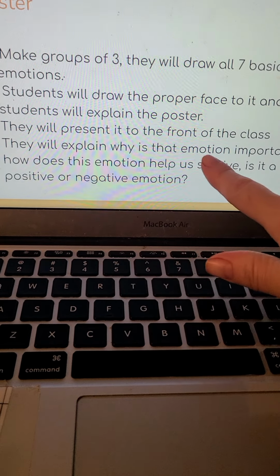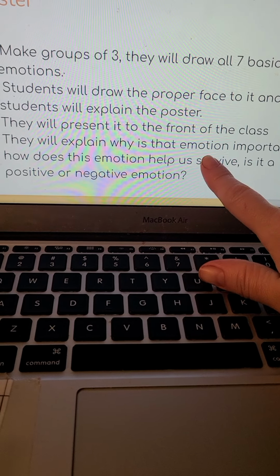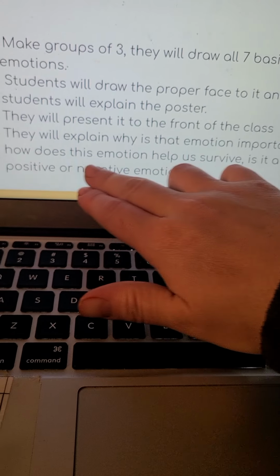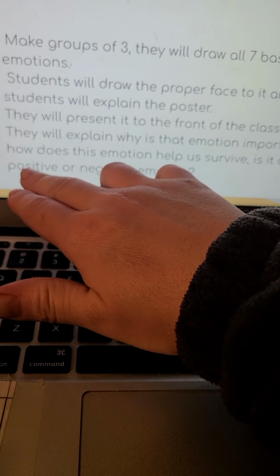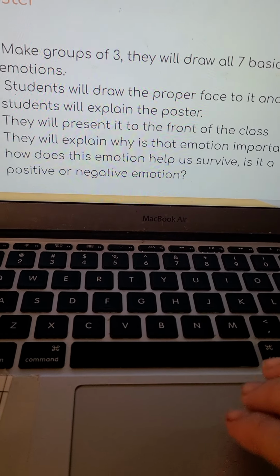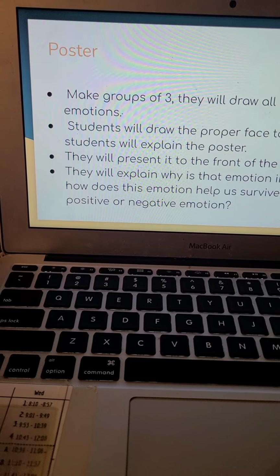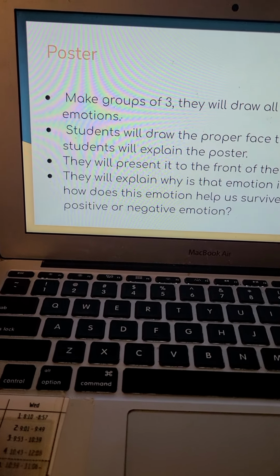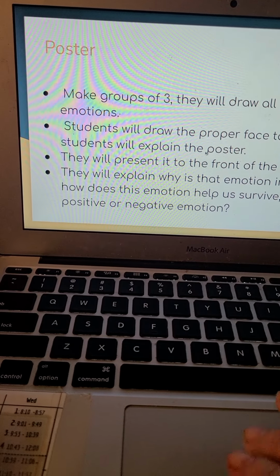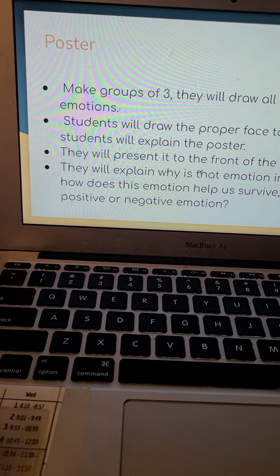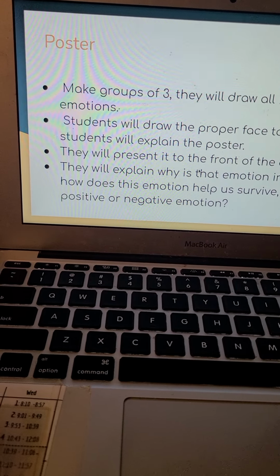They will explain why that emotion is important, for example, fear to survive, and if it's negative or positive. Okay, so that is pretty much their assignment. That's how I will assess that they have learned, and that's pretty much what they will do. Maybe that will get done by the next day, and they will present the next day, which is okay.